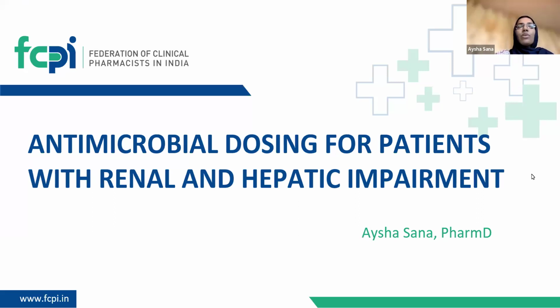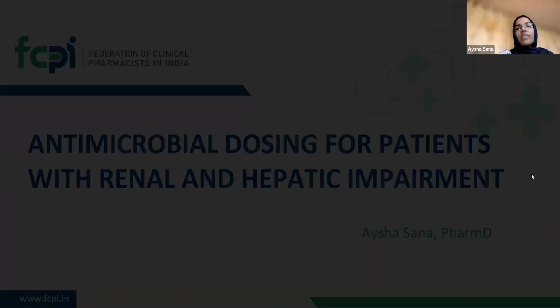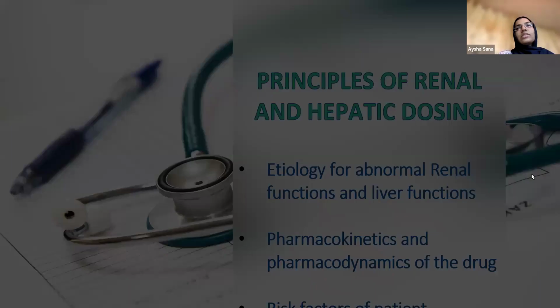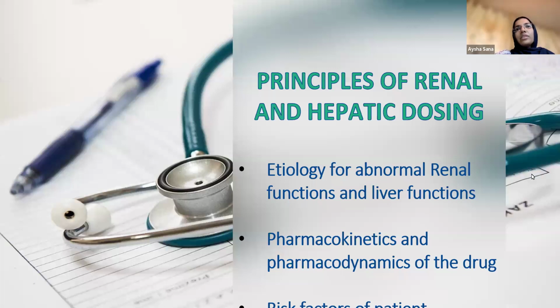My topic for today is antimicrobial dosing for patients with renal and hepatic impairment. I do not have any relevant disclosures. So we'll start with a few concepts that are really important in the dosing of patients with renal and hepatic impairment. It is very important to consider these concepts before considering a dose modification.